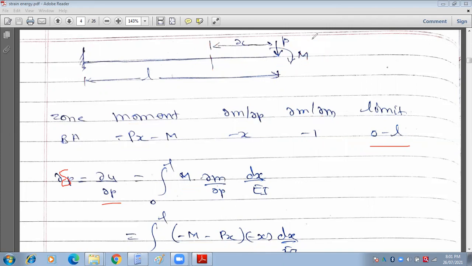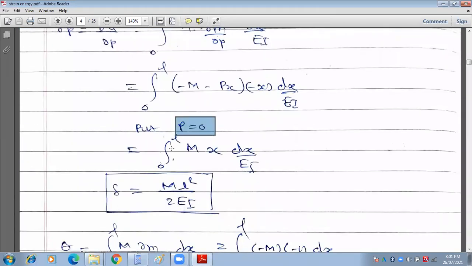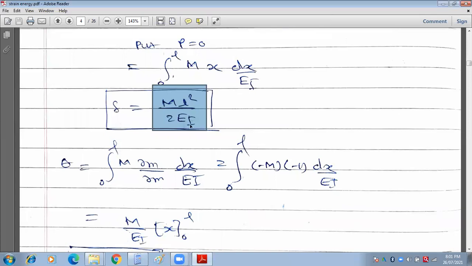Now simplify the term, you'll be getting the deflection. Put the value of P is equal to 0. For our simplification, we consider this load, and by simplifying, minus M multiplied with minus x, you'll be getting Mx, and integration of x is x square upon 2, and put limit from 0 to L, you will be getting M L square upon 2EI. That is nothing but the standard formula for the cantilever beam carrying a moment at the free end. You will be getting this deflection, and by using this method you will be getting the same value.